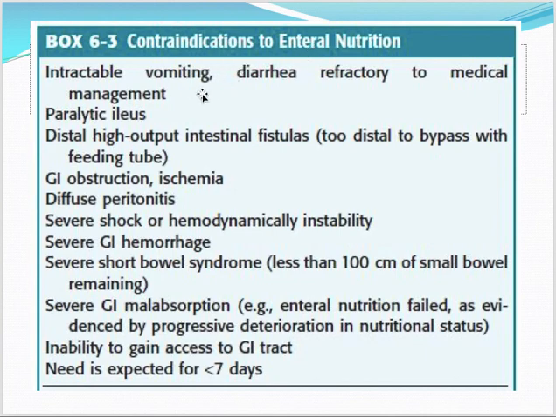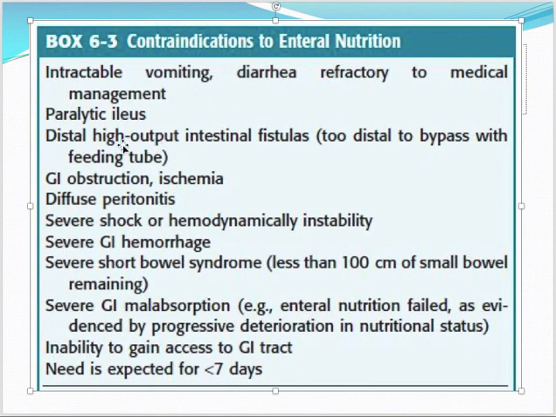anyone who has intractable vomiting, diarrhea, paralytic ileus, intestinal fistula, GIT obstruction, ischemia, peritonitis, severe shock, severe GIT hemorrhage, severe short bowel syndrome, like their small bowel is less than 100 centimeter, GI or gastrointestinal malabsorption, or you cannot gain access to the GI tract, or the need is expected to be less than 7 days. So these are the contraindications, like we cannot give them anything by mouth, rather we can use parenteral nutrition.